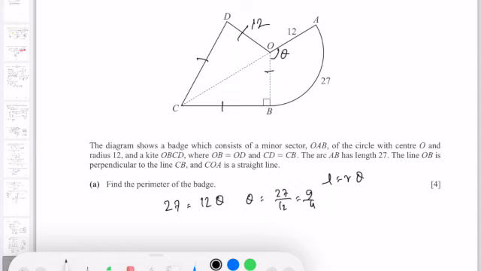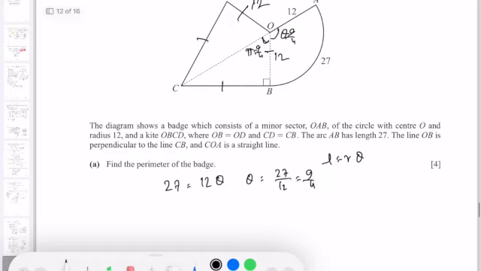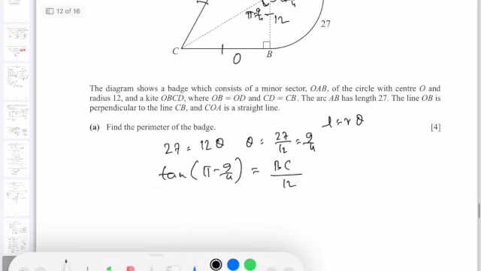Oh, that's great. Now we can find out this angle. Since theta is 9 by 4, this is pi minus 9 by 4. And this is 12. So easily we can find out BC. This is opposite. So sin(pi minus 9 by 4) equals BC by 12. Now BC equals 12 sin(pi minus 9 by 4).